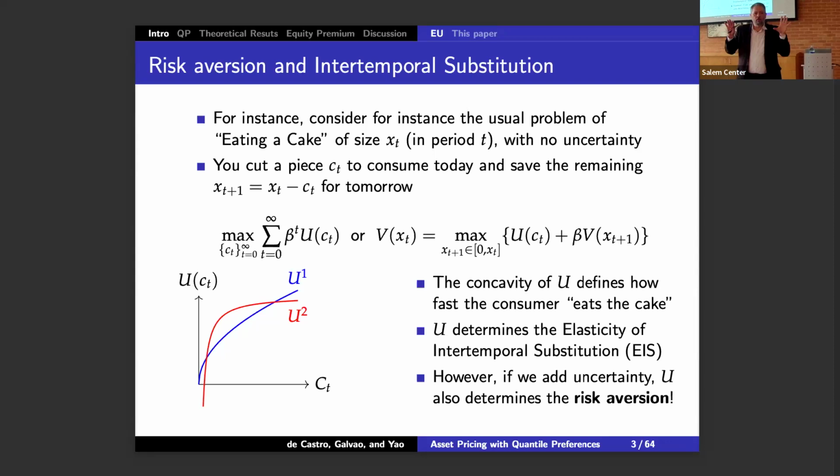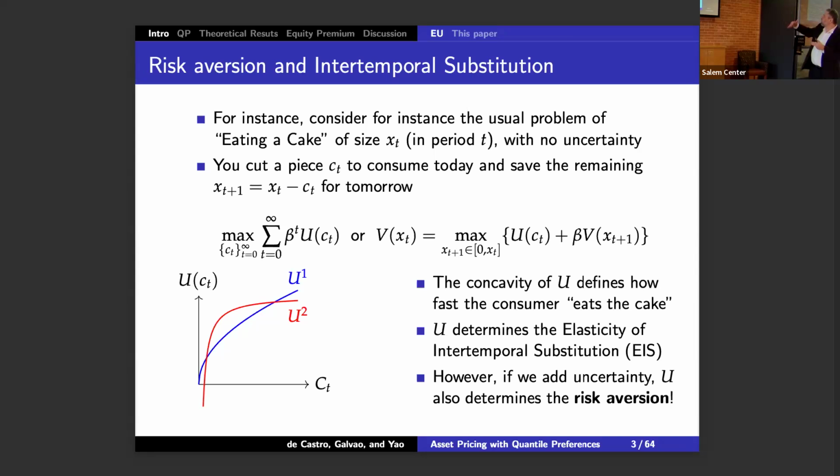There are two parts here of how you substitute, right? How the cake varies in the future and the concavity. There are two parts, but they are very different parts. So think about it: instead of eating a cake, it could be ice cream and it's melting. The beta^t is how fast it melts, right? And then if you save for tomorrow, then you are going to have less.